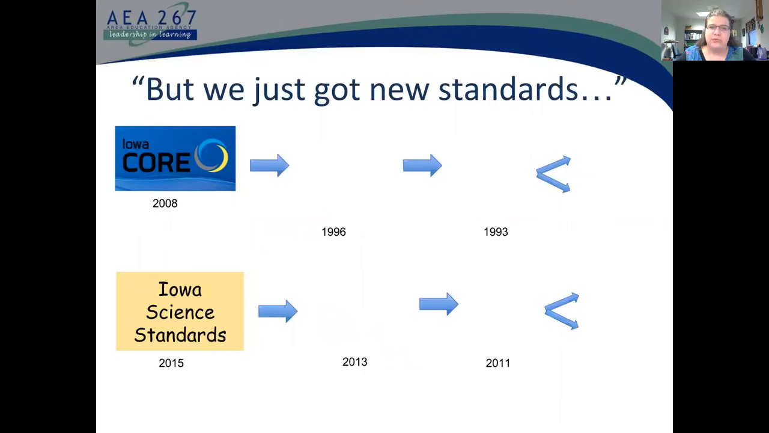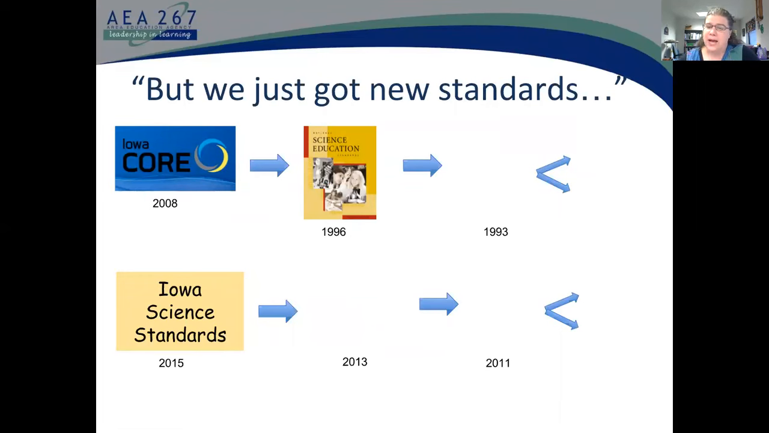Something that Kay and I hear frequently when we're talking about the new science standards is we hear from teachers and administrators, we just got new science standards. I don't know why we're getting new ones again. So we wanted to clarify a little bit about where Iowa Core came from. Iowa Core was enacted in 2008 for Iowa, but really those standards came from a booklet written in 1996.